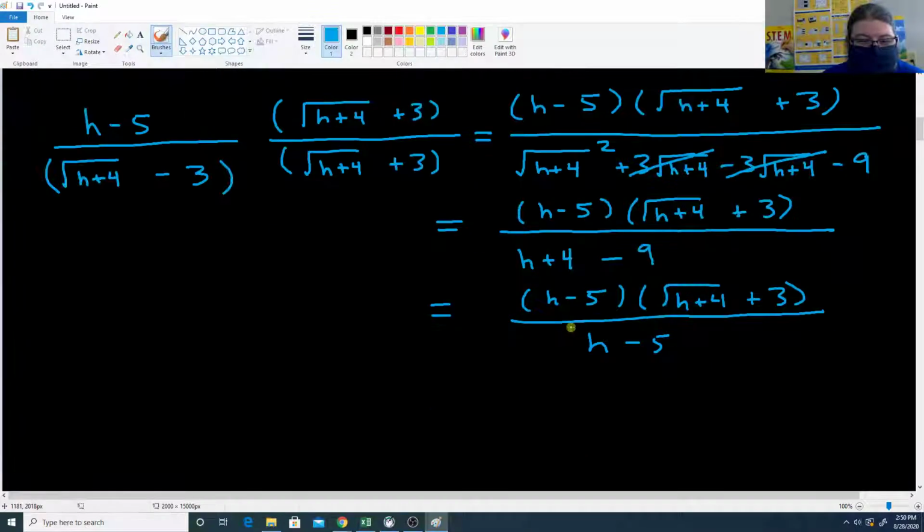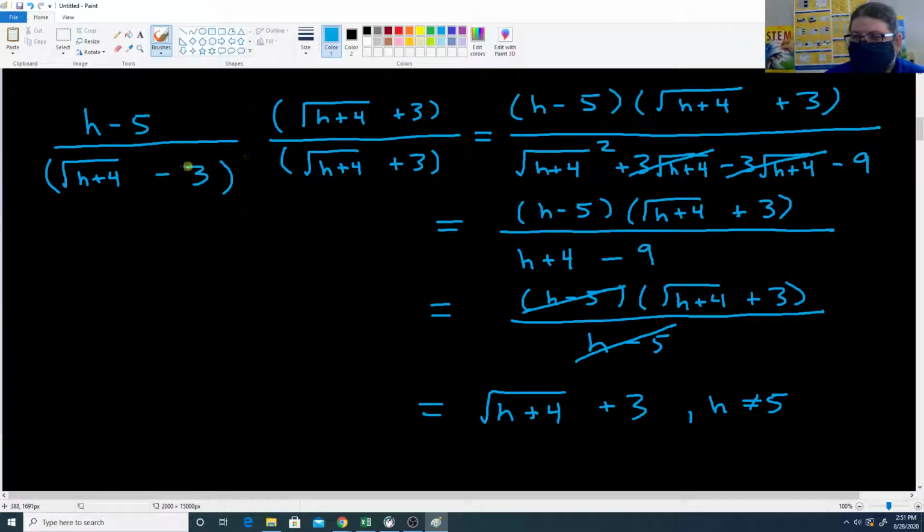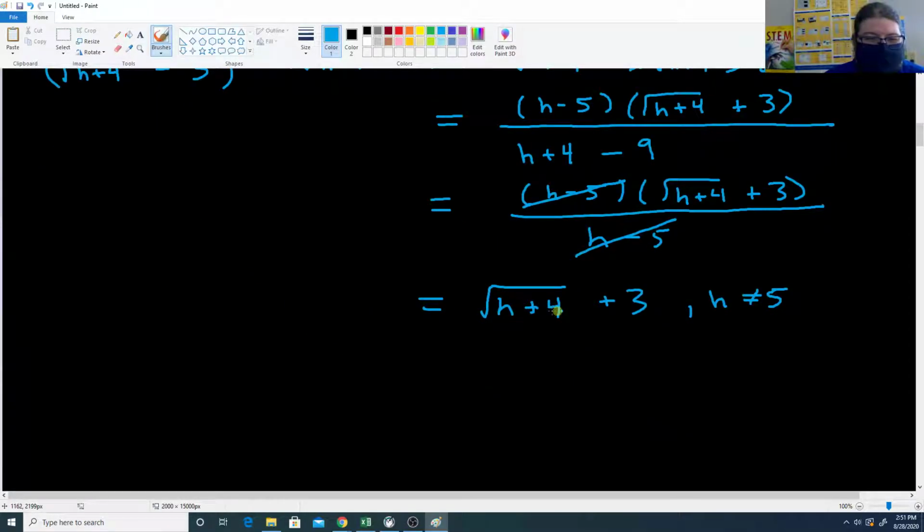We'll notice that the h minus 5s can cancel, which means our original expression is equal to the square root of h plus 4 plus 3, as long as h is not 5. Well, 5 is where we were looking at the limit, so we're looking at numbers close to 5 without actually being 5. So our original limit will equal this.